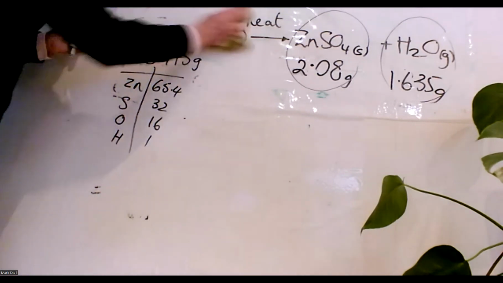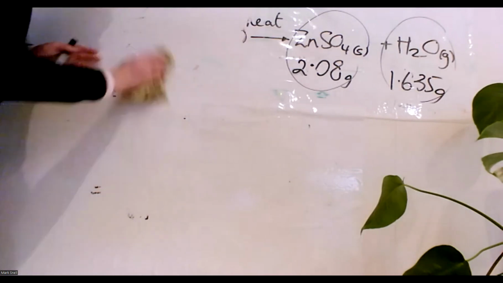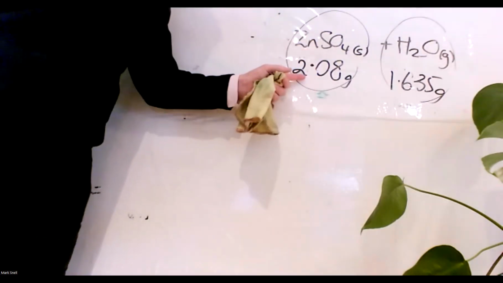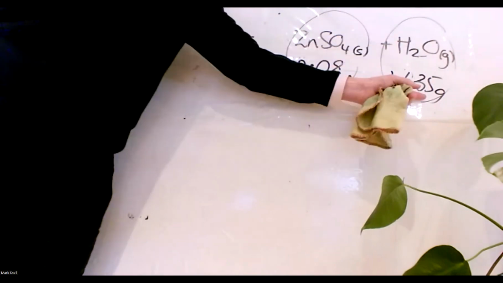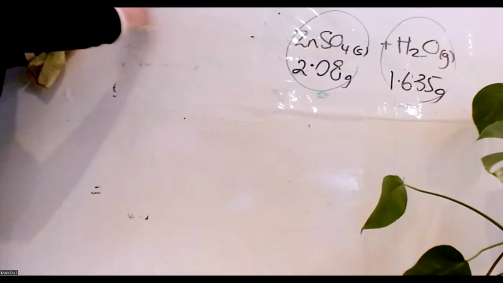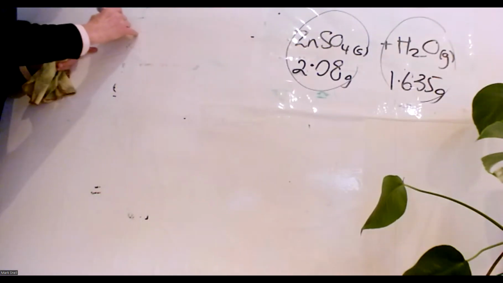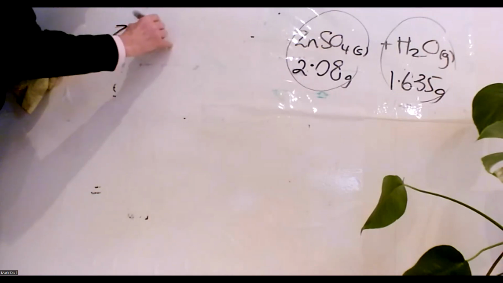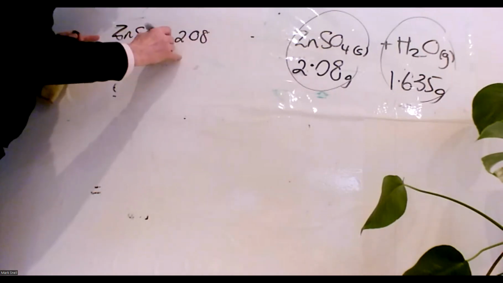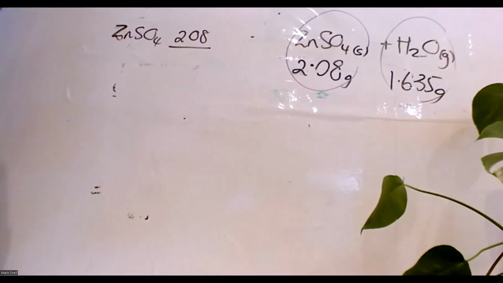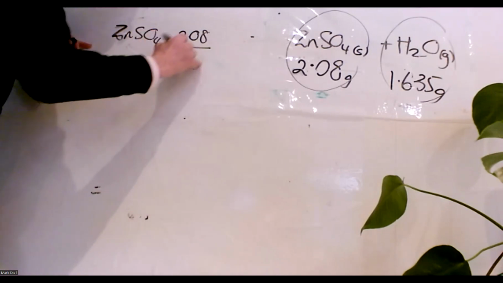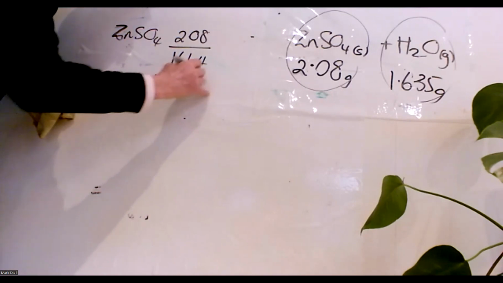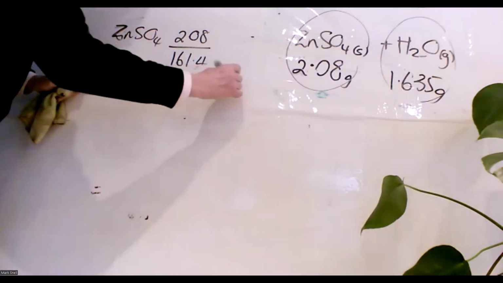Okay, so I know I've got zinc sulfate is 2.08 and water is 1.635. So I'm going to write it over here a little bit more. If I have zinc sulfate and it's 2.08, I divide that by its RMM, which was 161.4. Most of you got that. And that gives me a number something like 0.012 moles.